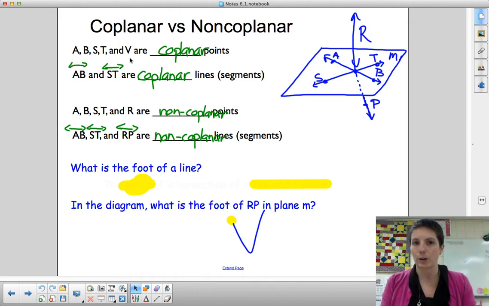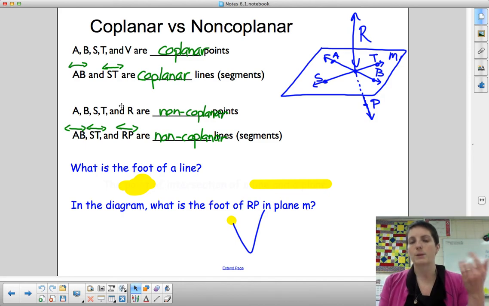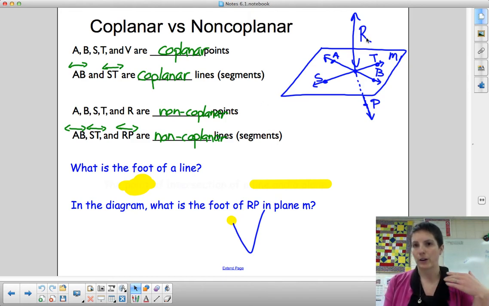So let me go to the second one. Our second slide was about coplanar versus non-coplanar. We looked at this picture in class and we noted that A, B, S, T, and V are coplanar points. Line AB and line ST, or segment AB and segment ST, are also coplanar. They sit on the same surface. But the moment that we introduced R or P into that mix, then we start having non-coplanar. R is out here, not on the plane. P is out here, not on plane M.